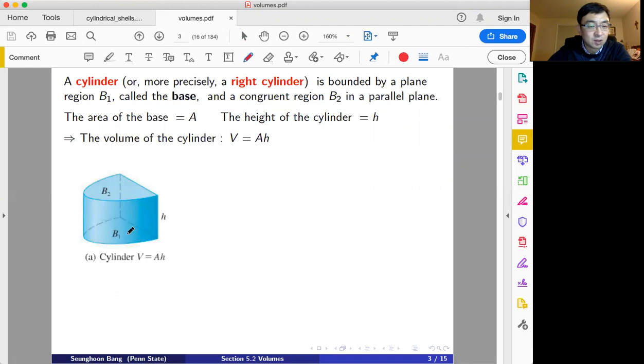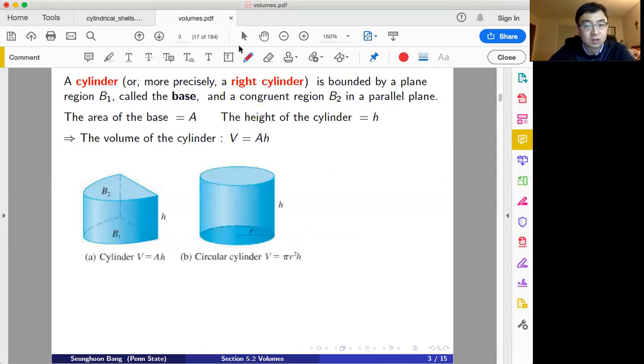This is an example. Here we have B1 and B2. This one is the base, and we have the congruent region B2 and B1. What is the volume? The area of B1 times the height h. So the area of the base times the height h. This is the volume.